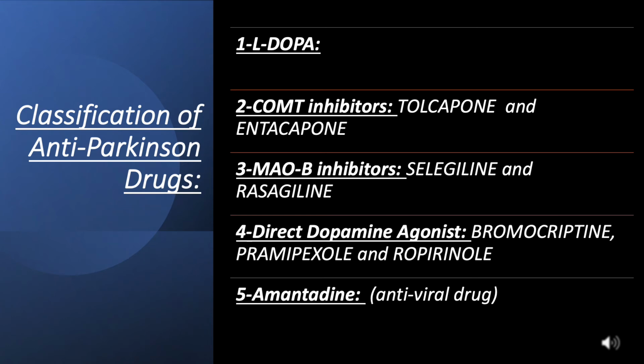Classification of anti-Parkinson drugs: L-DOPA; COMT inhibitors, TOLCAPONE and ENTACAPONE; MAO-B inhibitors, SELEGILINE and RASAGILINE; direct dopamine agonists, BROMOCRIPTINE, PRAMIPEXOLE, and ROPINIROLE; amantadine, an antiviral drug.